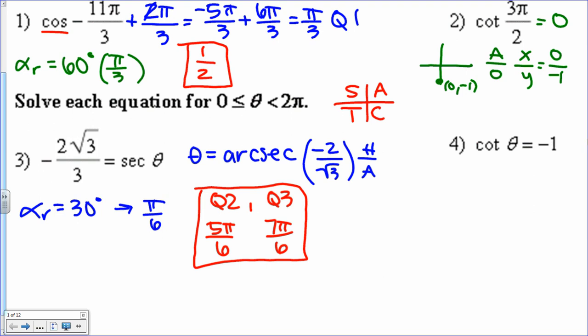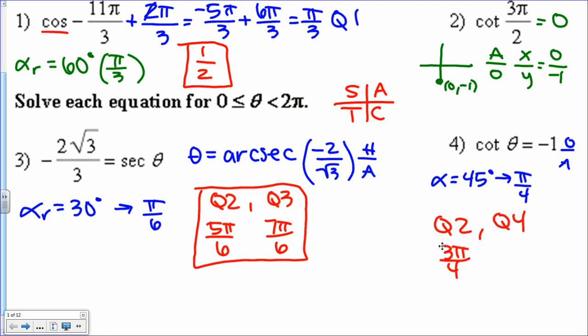For number 4, cotangent is -1. Again, that is a over o. This is a tricky one because this is a 45-degree reference angle since it is 1. Cotangent and tangent are the only times that you see 1 in a special right triangle, but it does happen quite a bit. 45 is a pi over 4 reference angle. Cotangent is negative in quadrants 2 and 4. Since it's positive in 1 and 3, it is negative in 2 and 4. In quadrant 2, it would be a 3 pi over 4 angle, and in quadrant 4, it would be 7 pi over 4.